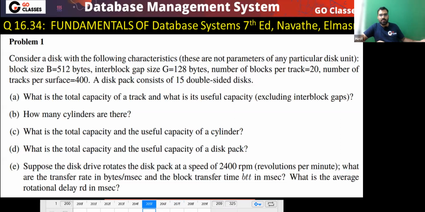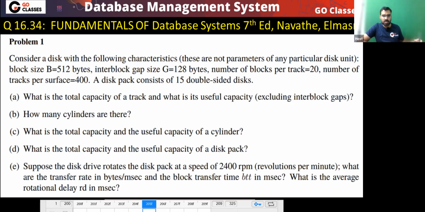Can you take your copy and pen, because it is a very long question. A lot of things are asked in this question. So can you take your copy and pen? This question is going to be a long ride. This is a question from Navathe, exercise 16.34 from the Navathe 7th edition.